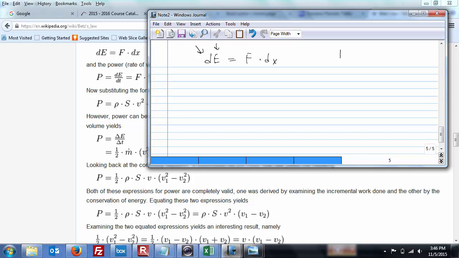You've got your blade sitting here. It's going to move a little bit. So that's just that little tiny bit, however small you want to make it, is your dx. And what's pushing on it? Well, the force. Where's the force coming from? The wind. Okay. So any change in energy of this blade is a result of it being pushed through some little distance dx.